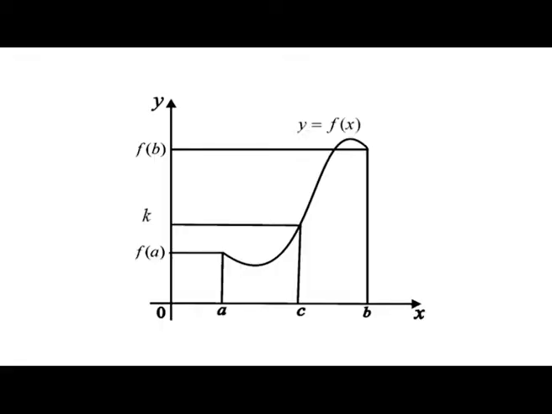Bolzano's intermediate value theorem. Let [a, b] be a closed interval and let f: [a, b] → R be a continuous function. If k is a number such that f(a) < k < f(b), then there is at least one number c in [a, b] such that f(c) = k. This theorem was first proved by the Bohemian mathematician Bernard Bolzano in 1870.